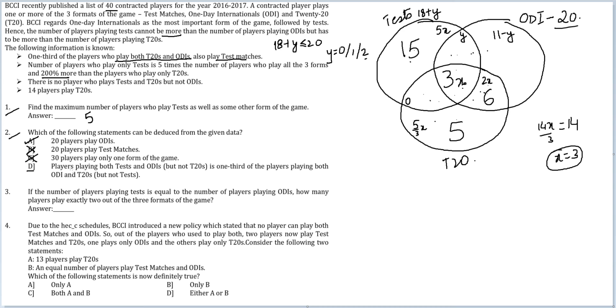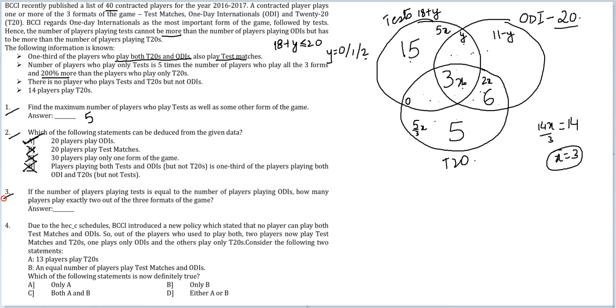Last D, players playing both tests and ODIs but not T20s. So this region of Y is 1/3 of the players playing both ODIs and T20s but not tests. So this is 6. Y can be 1/3 of 6, but Y is not always 1/3 of 6. This is not a guaranteed outcome, so this is also not the answer. Definitely the answer is option A.